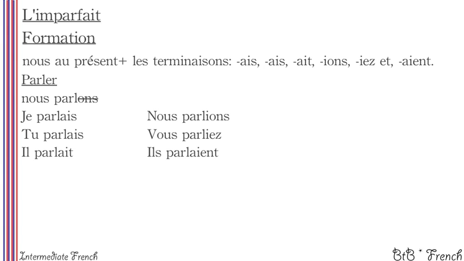The subject we're going to go over today is the imperfect. Use the imperfect to express the past. The formation for the imperfect is the nous form in the present tense. You cross out the O and S and you add the endings which are before you. Before you is the verb parler. Je parlais, tu parlais, il parlait, nous parlions, vous parliez, ils parlaient.